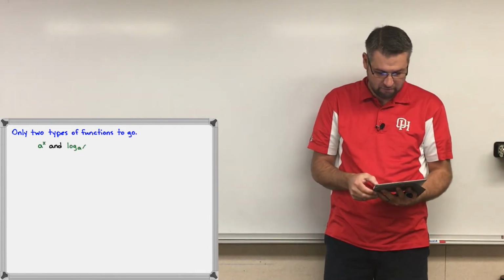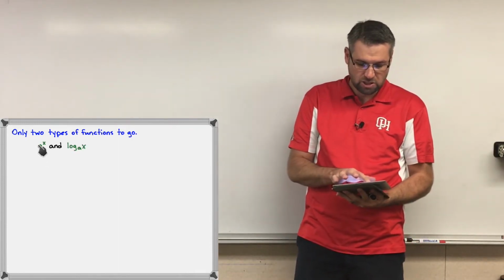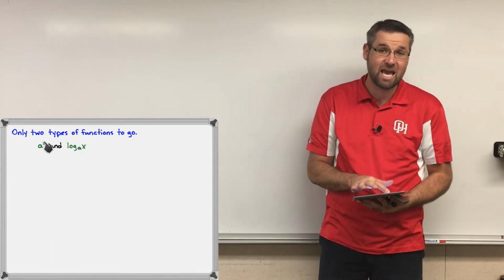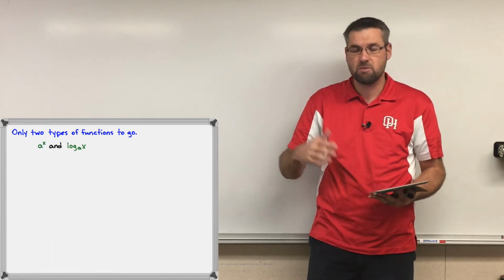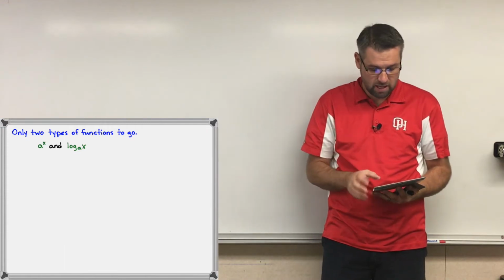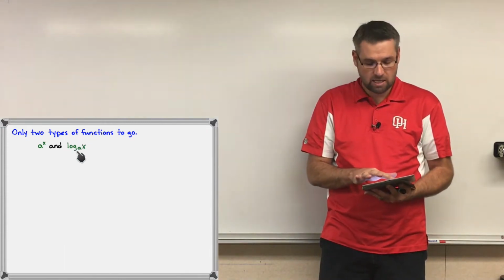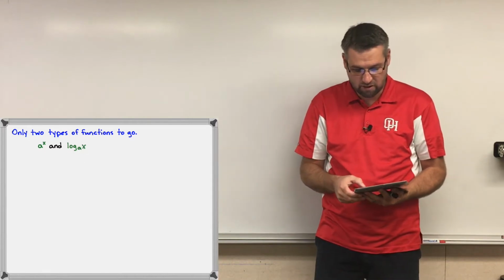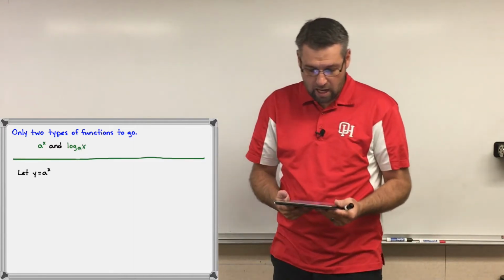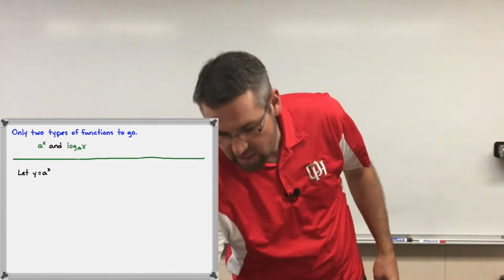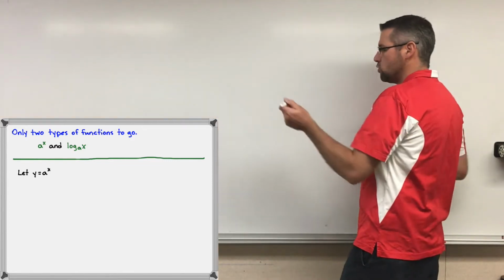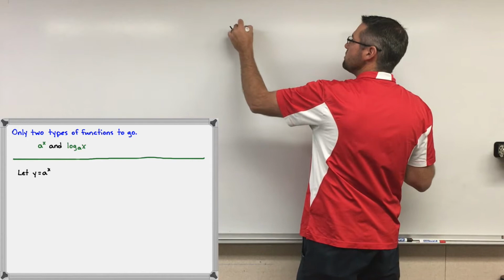Like I said, there's two left. We've got exponential, which we'll refer to as a to the x, where a is a constant, so it could be 3 to the x or 7 to the x or something like that. And then we have this other function, log base a of x. Again, a is a constant here and x is our variable. So with that said, let's see if we can develop the derivative of any exponential function.